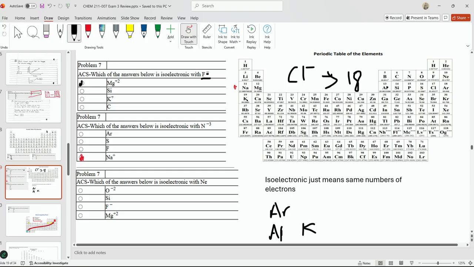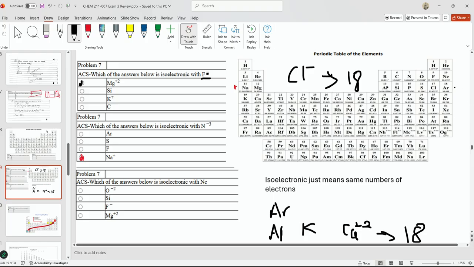And then calcium, like 2 plus. Wait, what's the correct way to say that? Like calcium plus 2? I think I have to say calcium plus 2. Pretty much. So this will be 20. So 20 minus 2, so 18. So yeah, it will be 18.